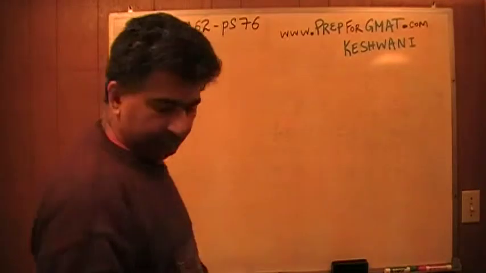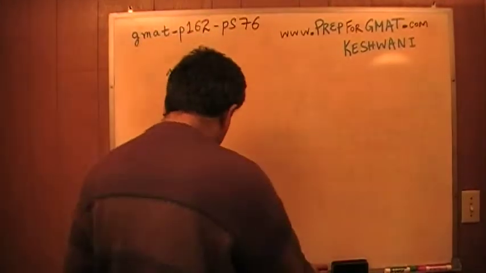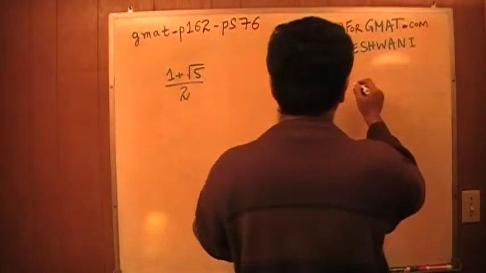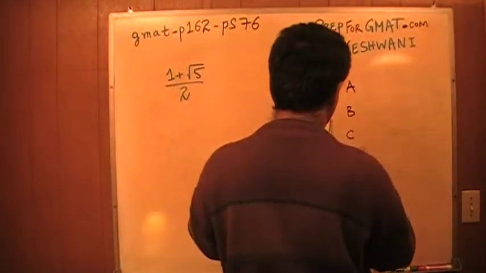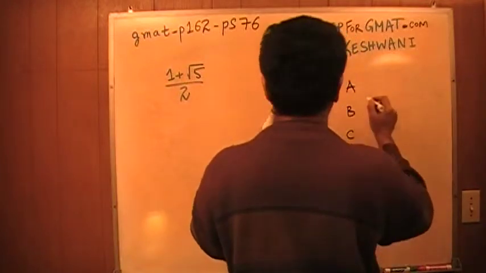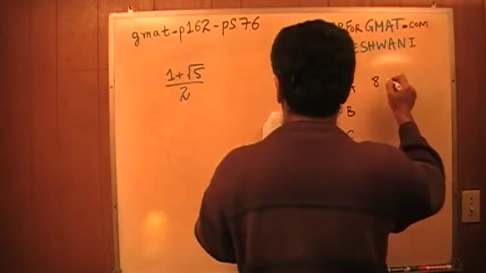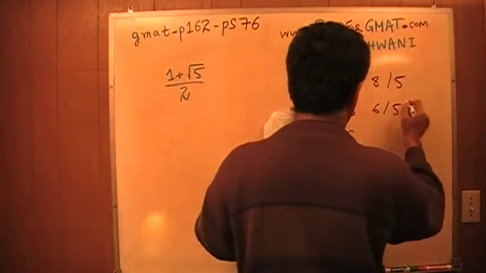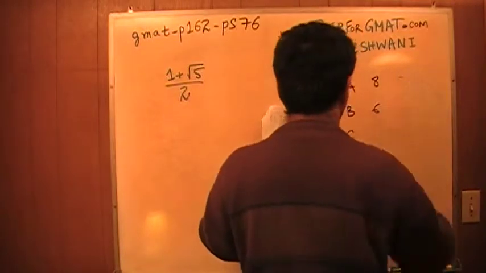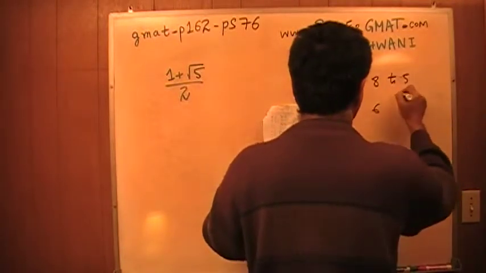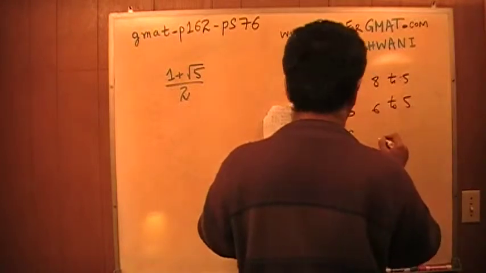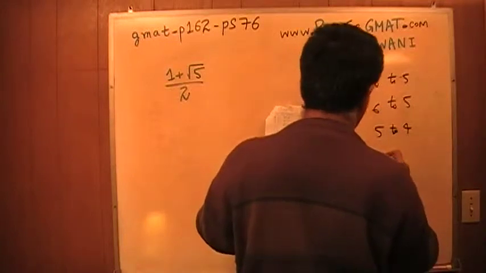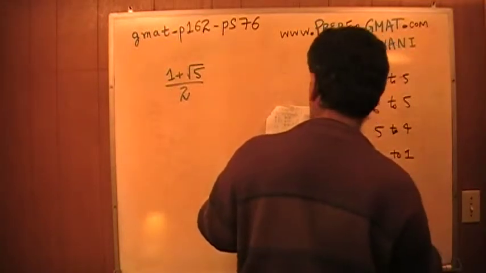So again, I'm going to show you my way and the classical way if I can. We'll see what happens. A, B, C, D, and E. 8 to 5, 6 to 5, 6 to 5, 5 to 4, 2 to 1, and 1 to 1.